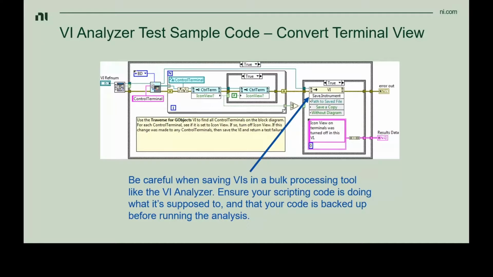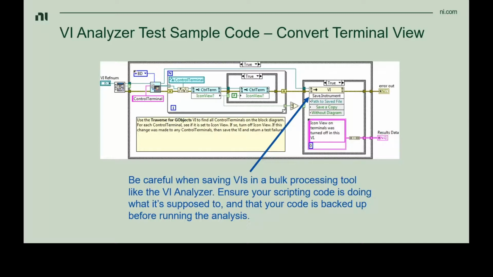One of the most common snafus that I've seen is when someone has a code base that's saved in, let's say, LabVIEW 2018, and then they open up LabVIEW 2020 and run a VI Analyzer test that modifies code. Let's say they ran this very test that you see on my screen right now to turn off icon view on terminals. Well, when the test calls that save instrument, it saves the VIs in the version of LabVIEW that's running this test, which in my example I just gave is LabVIEW 2020. So now you have just converted your whole code base to be saved in 2020. You may not want that.